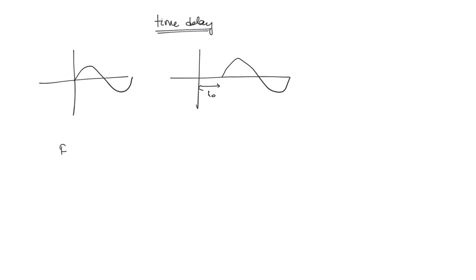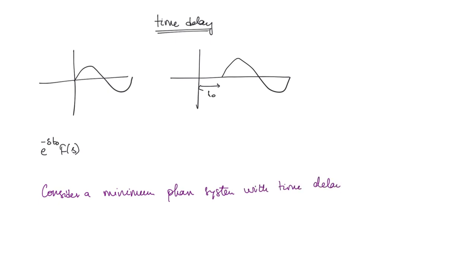When a function F(s) is given, if there is a time delay, then it will simply become e to the power minus s t naught. That's all. So now for our case, let us consider a minimum phase. Since the open loop transfer functions are mostly minimum phase, we will mostly discuss minimum phase systems only. Okay. So consider a minimum phase system with time delay TD, let us say.